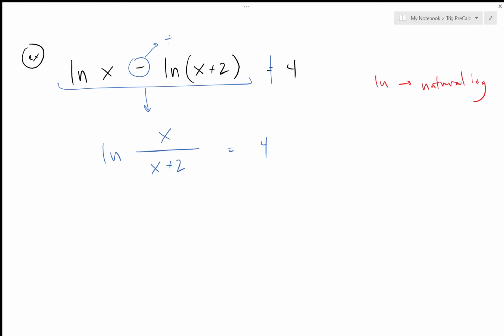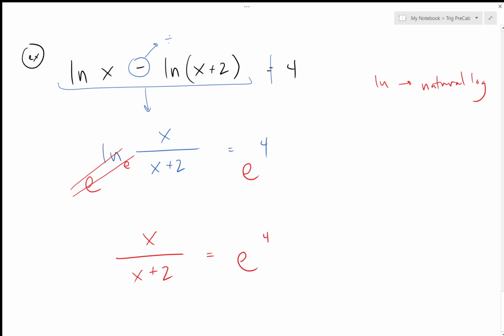Now, if we don't see a base on this, because we want to do our exponential stuff, on ln's the base is e. Okay? So in order to do this, we need to take this side to the e. Remember, the base is e. But what I do to one side, I do to the other. So e to the 4. These cancel. So we've got x over x plus 2 equals e to the 4th power.